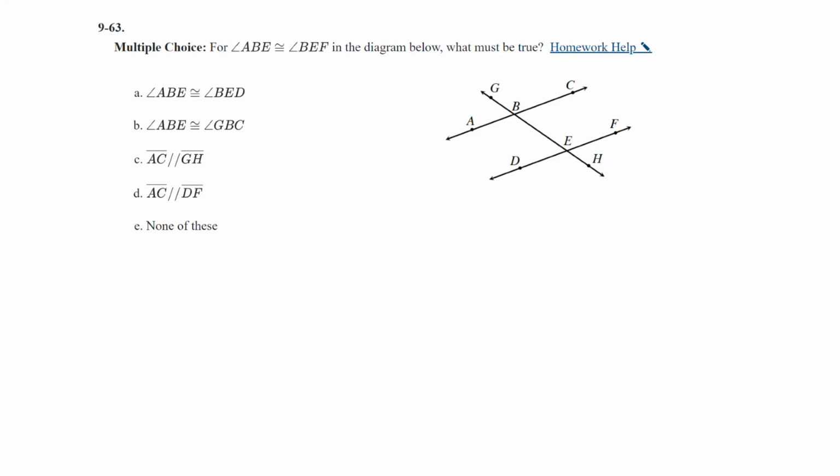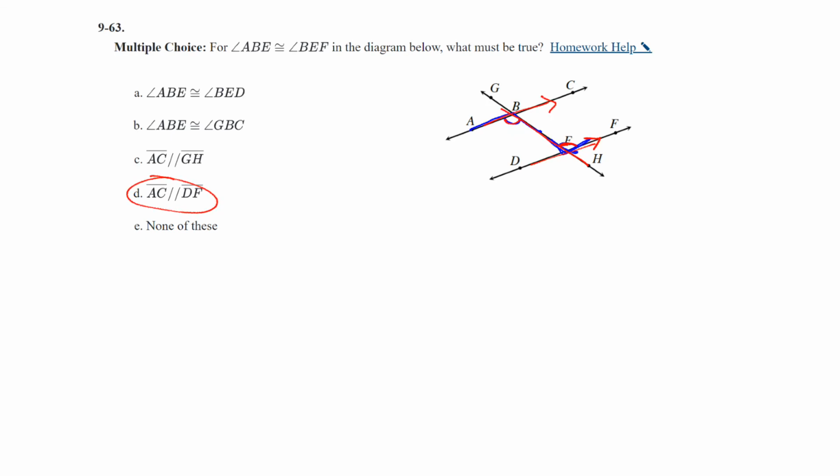Question 63, multiple choice. Angle ABE is congruent to angle BEF, so this one and this one are congruent. In the diagram below, what must be true? And so if these two lines are cut by this transversal and your alternate interior angles are congruent, then it means that these lines should also be parallel. So does that say AC is parallel to DF? AC is parallel to DF. So that one is good.